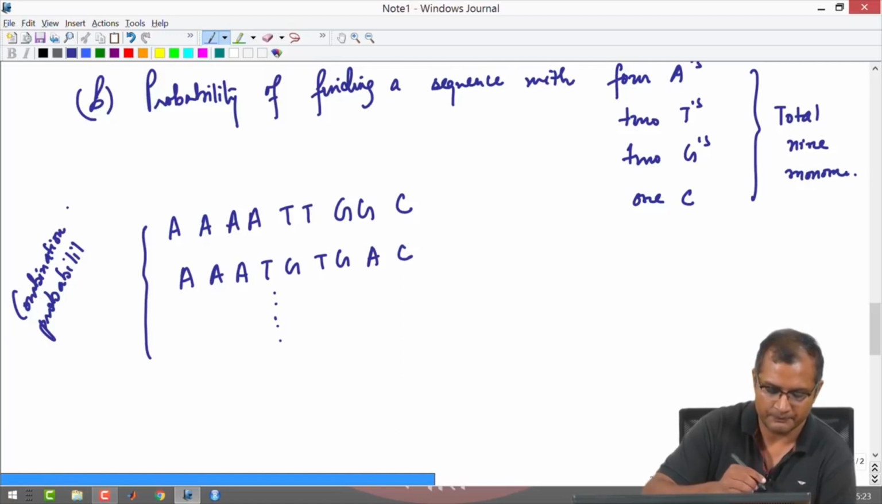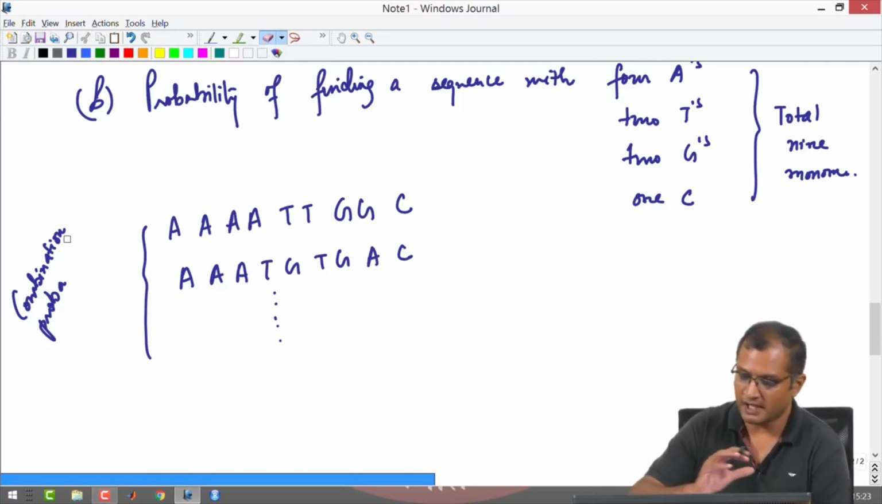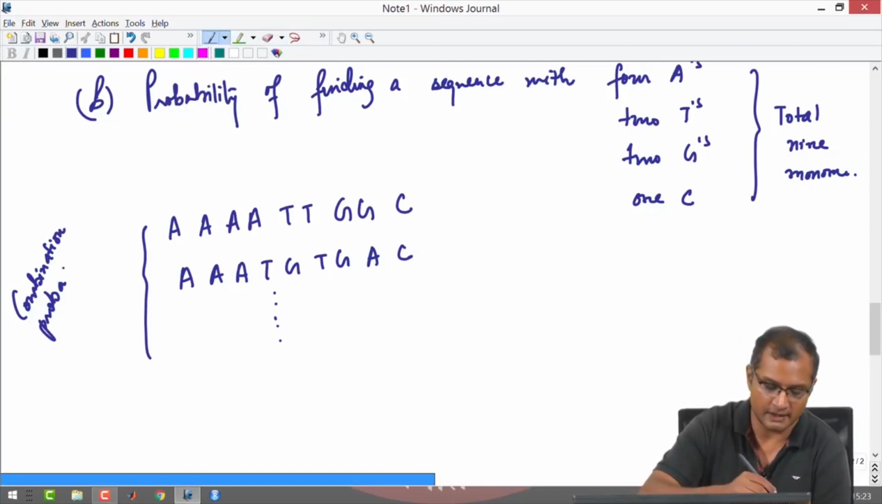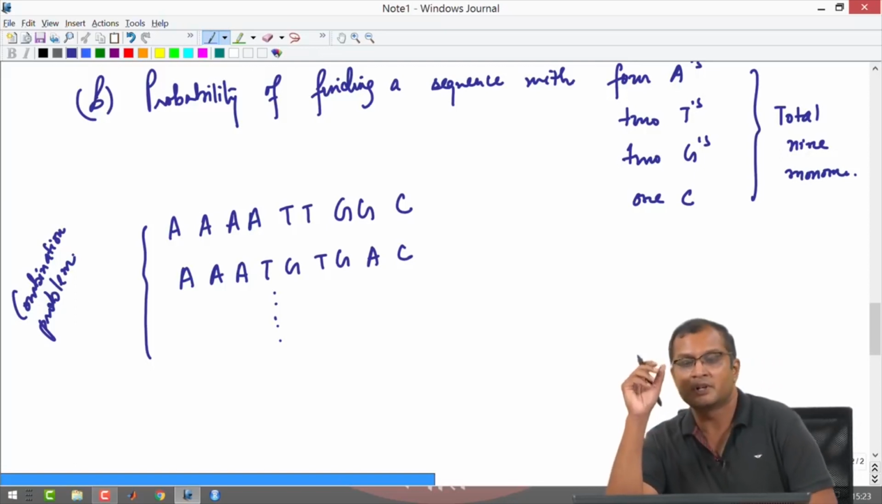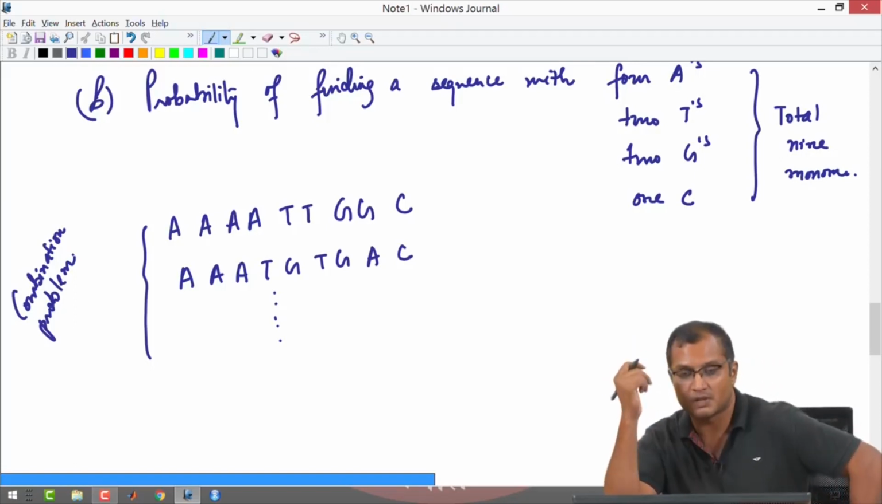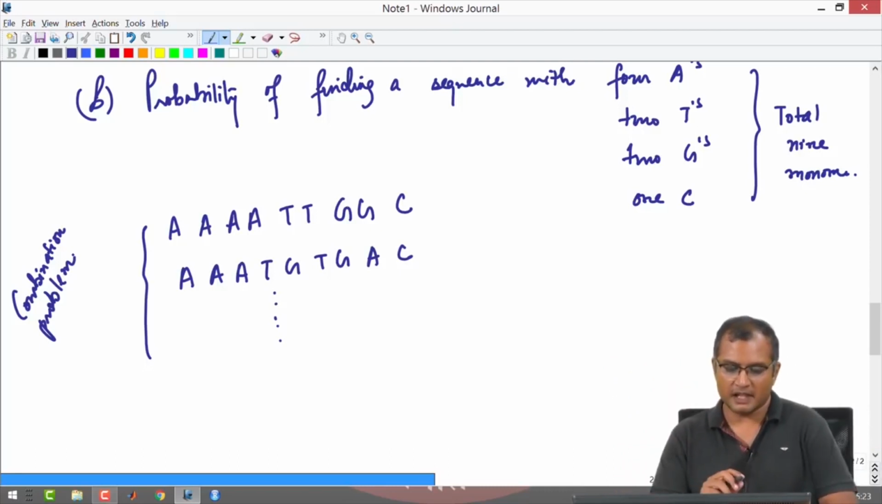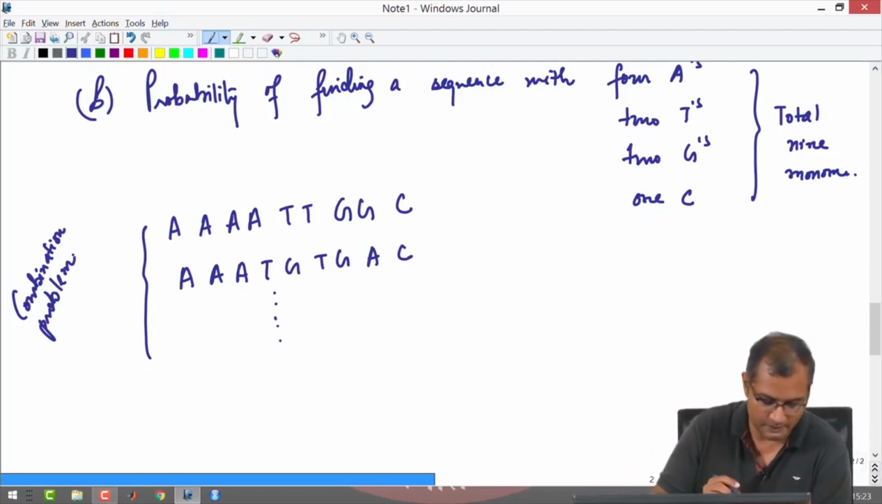What you have done is essentially ask the question that I am interested in the total number of ways in which I can get 4 A's, 2 T's, 2 G's and 1 C. Okay. So, this is different from the previous problem in the sense that you are essentially saying that I do not care about the sequence, all I want is the probability of finding 4 A's, 2 T's, 2 G's and 1 C. Okay. So, this can be done in a very simpler way.